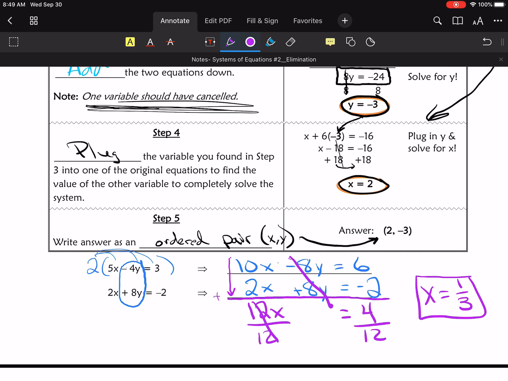Now I need to find the y. So I'm going to pick one of the equations, and I'll just pick the bottom equation, it doesn't matter. I'm going to plug in 1/3 for x. So I would have 2 times 1/3 plus 8y equals -2. Now again, if the fractions are going to mess with you, make sure you're using Desmos. So 2 over 1 times 1/3 would give me 2/3. 8y. Now I'm going to subtract the 2/3.